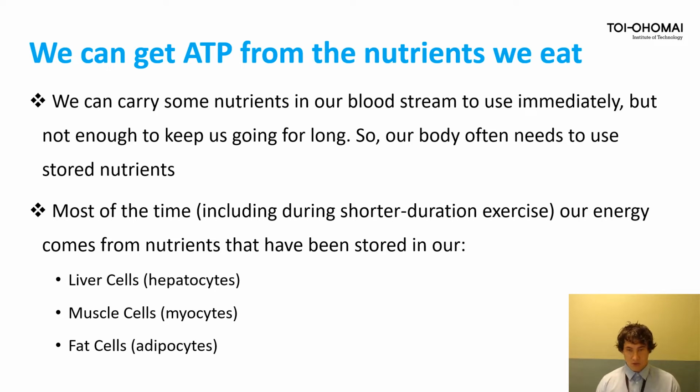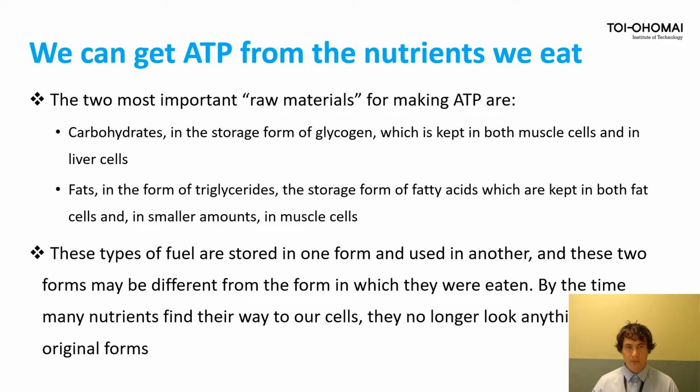Most of the time, and this includes during short duration exercise, our energy comes from the nutrients that we have stored in our liver cells, in our muscle cells, and in our fat cells. Those are all slightly different storage spaces, but we can tap into those stored energy sites. The two most important raw materials for making ATP are carbohydrates and fats. Protein is the other macronutrient, and alcohol is actually a macronutrient as well. But these two are the ones that help build ATP, and the two that the body likes to use.